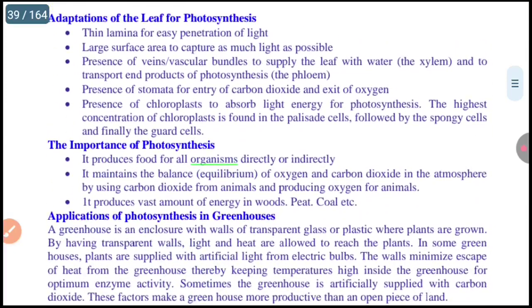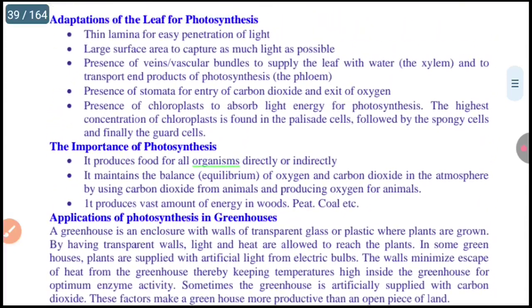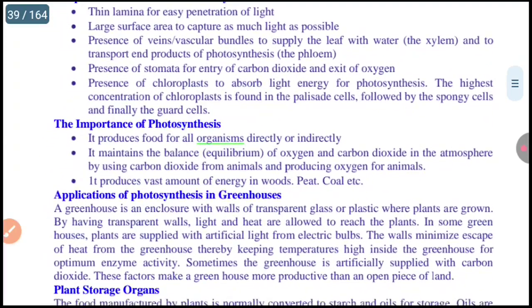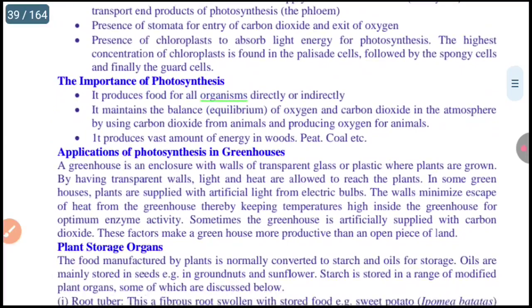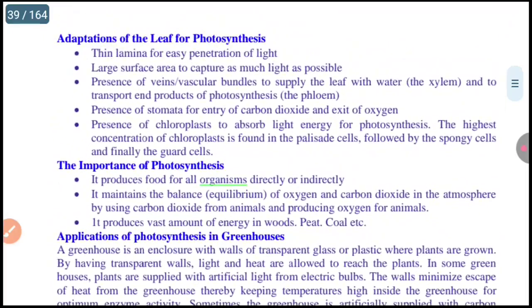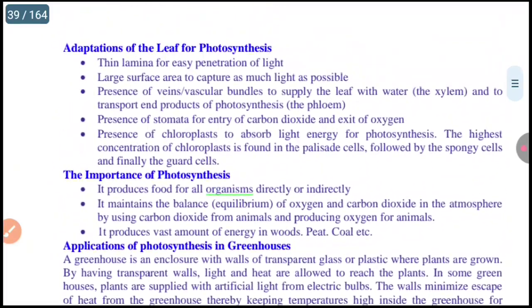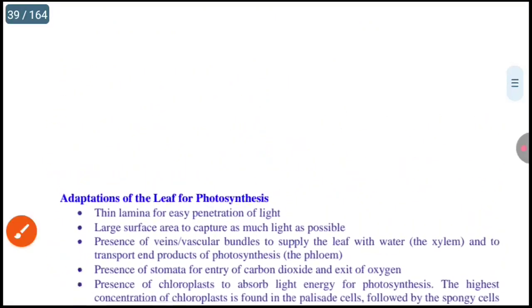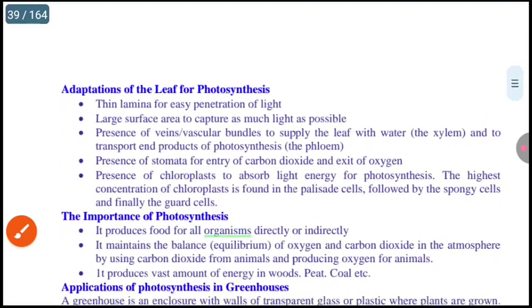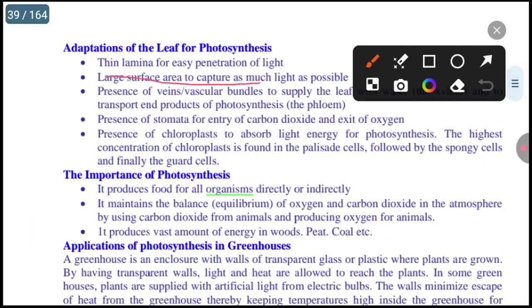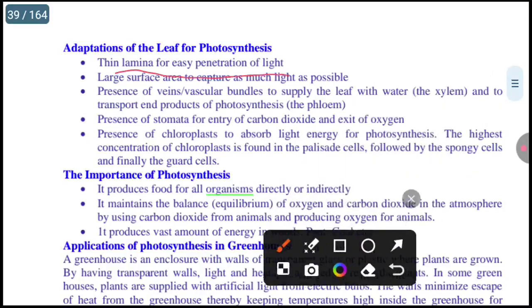So just to finish up photosynthesis, I'll look at adaptations of the leaf for photosynthesis, as well as the importance of photosynthesis and applications of photosynthesis in greenhouses. And I'll call it a day or a night, whatever time you're watching. So very quickly, I go to the adaptations of the leaf in photosynthesis. So a thin lamina is required for easy penetration of light.